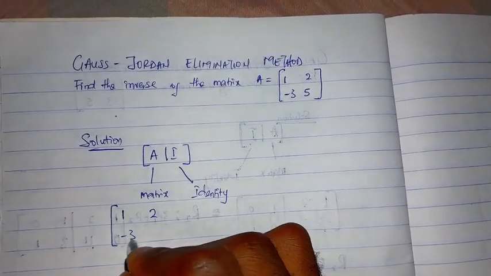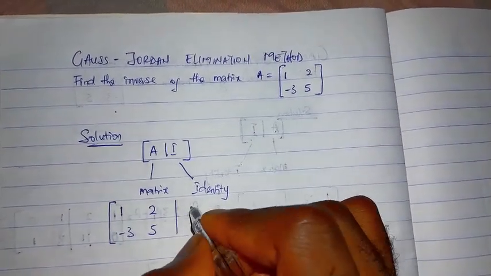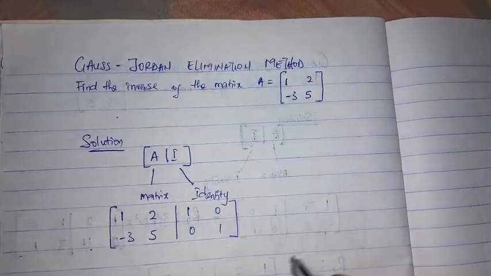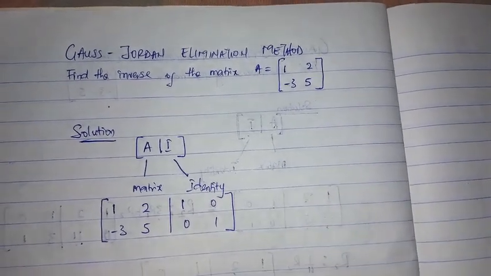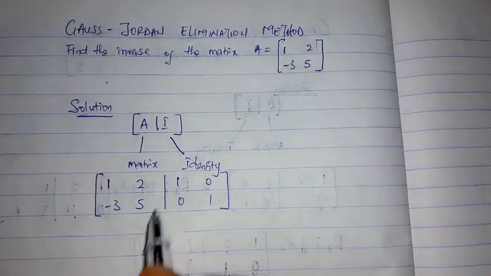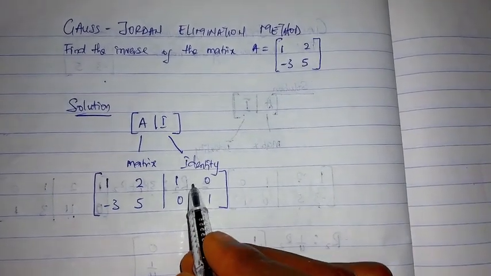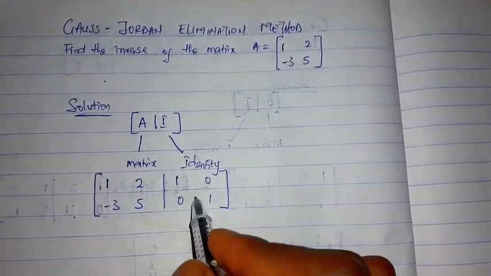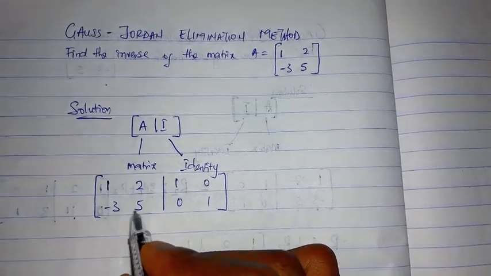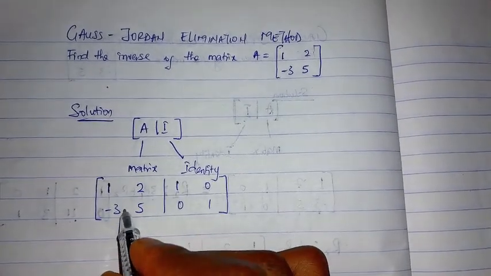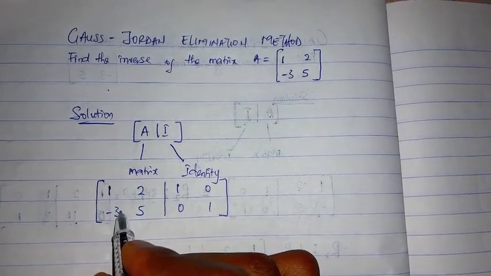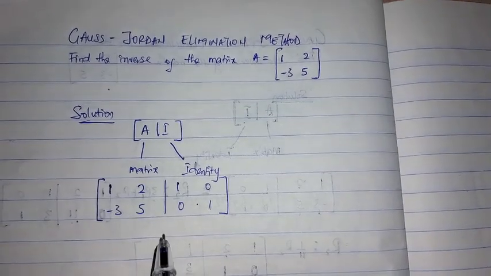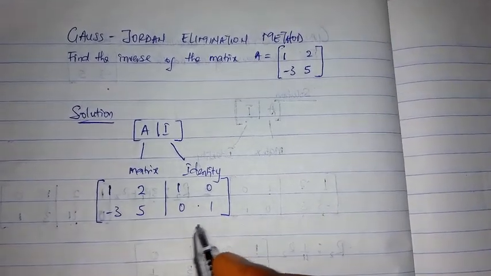But for this case, we have 1, 2, minus 3, 5. The identity of a 2 by 2 square matrix is 1, 0, 0, 1. For 3 by 3 it becomes 1, 0, 0, 0, 1, 0, and 0, 0, 1. Now, what's the idea here? I must convert the matrix A to the identity, and the identity side is converted to the solution. That is, this must be 1, this must be 1, and these must be 0, 0. Then the result after converting gives me my inverse matrix. The same idea goes for 3 by 3 also.